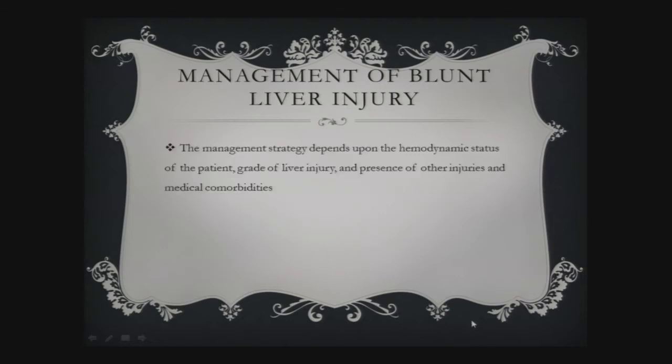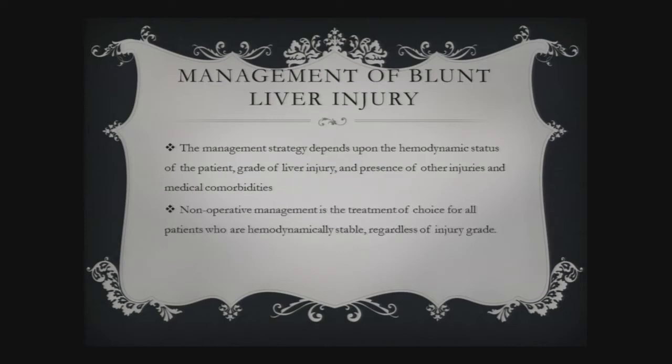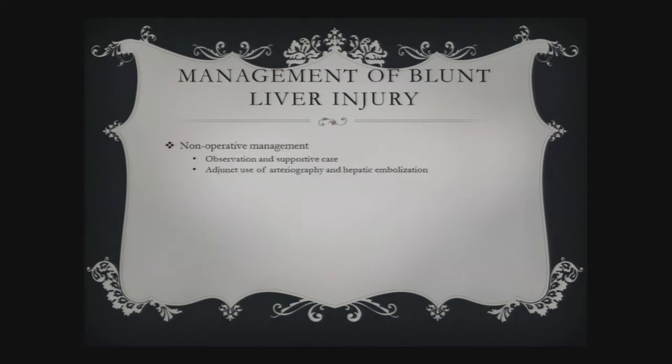So managing blunt liver injuries, it depends initially on hemodynamic status. That's what we initially look at in the trauma bay, and so you want to look at that first. The first treatment of choice for all patients who are hemodynamically stable is non-operative management, regardless of their injury grade, is what we try to do. And non-operative management includes observation, supportive care, as well as arteriography and hepatic embolization if needed.